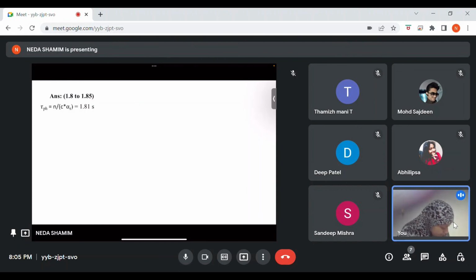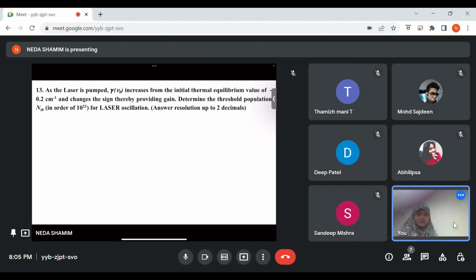So next question is about finding the threshold population. That is NTH. Threshold population means the minimum amount of population inversion. And we have been told that this laser is pumped and gamma of mu0 increases from the initial thermal equilibrium value. That means instead of negative, it is now positive. It has changed sign. That is, there is a gain. So that means there is a minimum population inversion, and that is what we have to find.